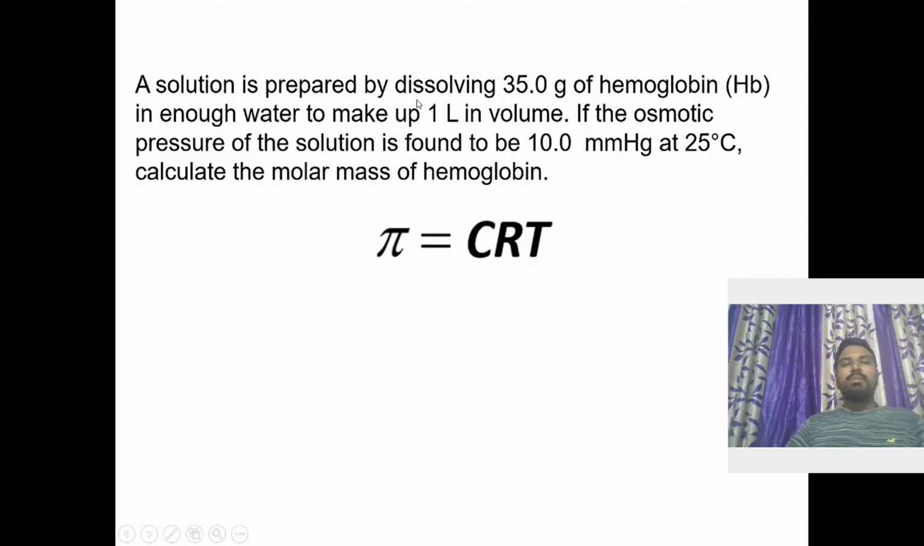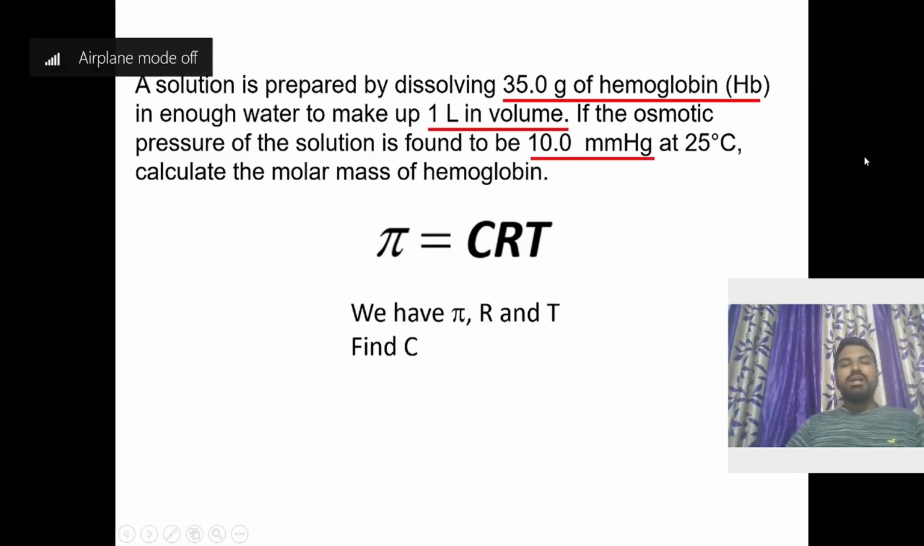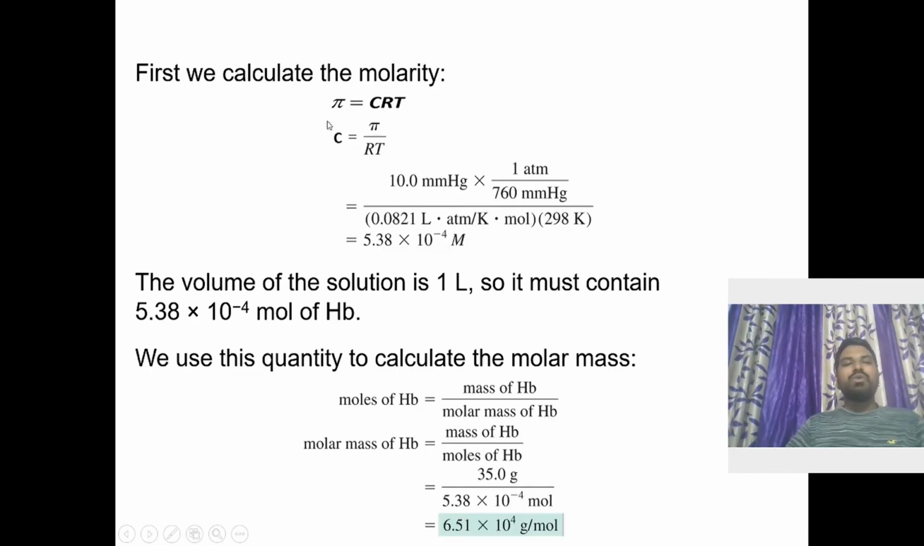A solution is prepared by dissolving 35.0 gram of hemoglobin. This is the question asked over here, and we have the formula pi is equal to CRT. We have pi, R and T, and we have to find C. Okay, first we will calculate the molarity. So this is concentration which is denoted in molarity.